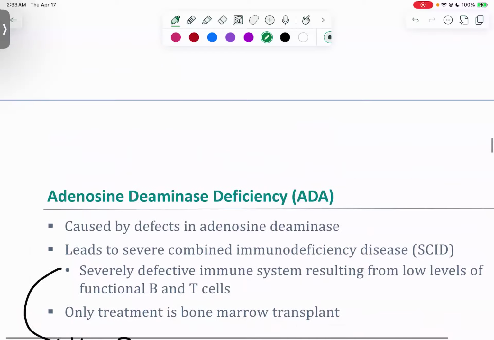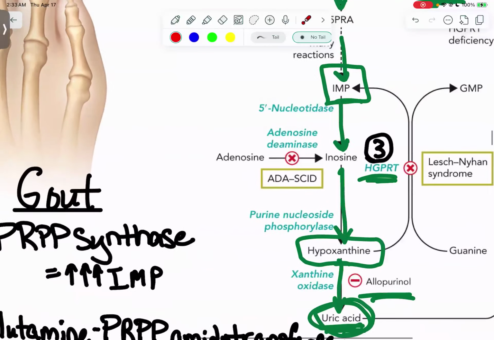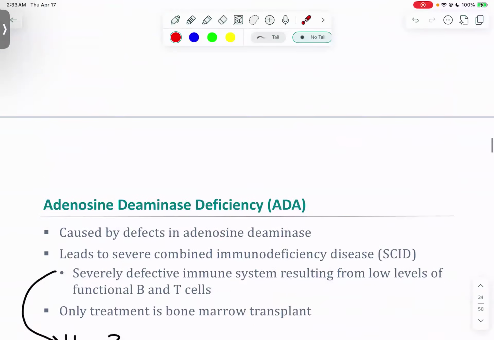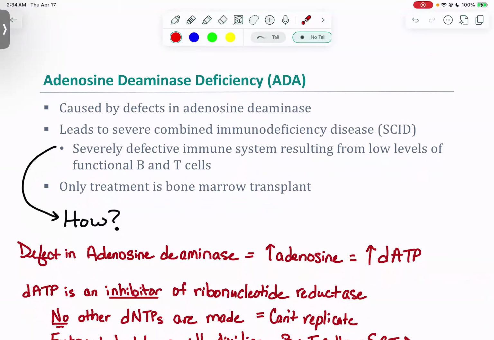Okay, and then the last one, let me come back up real quick, is if you cannot take adenosine and break that adenosine down into inosine. So if you have a problem doing that conversion, it's right here, this conversion right here. That means that you're missing the adenosine deaminase gene. This is really important. You can have what's called adenosine deaminase deficiency. It's called ADA, and ADA leads to SCID.